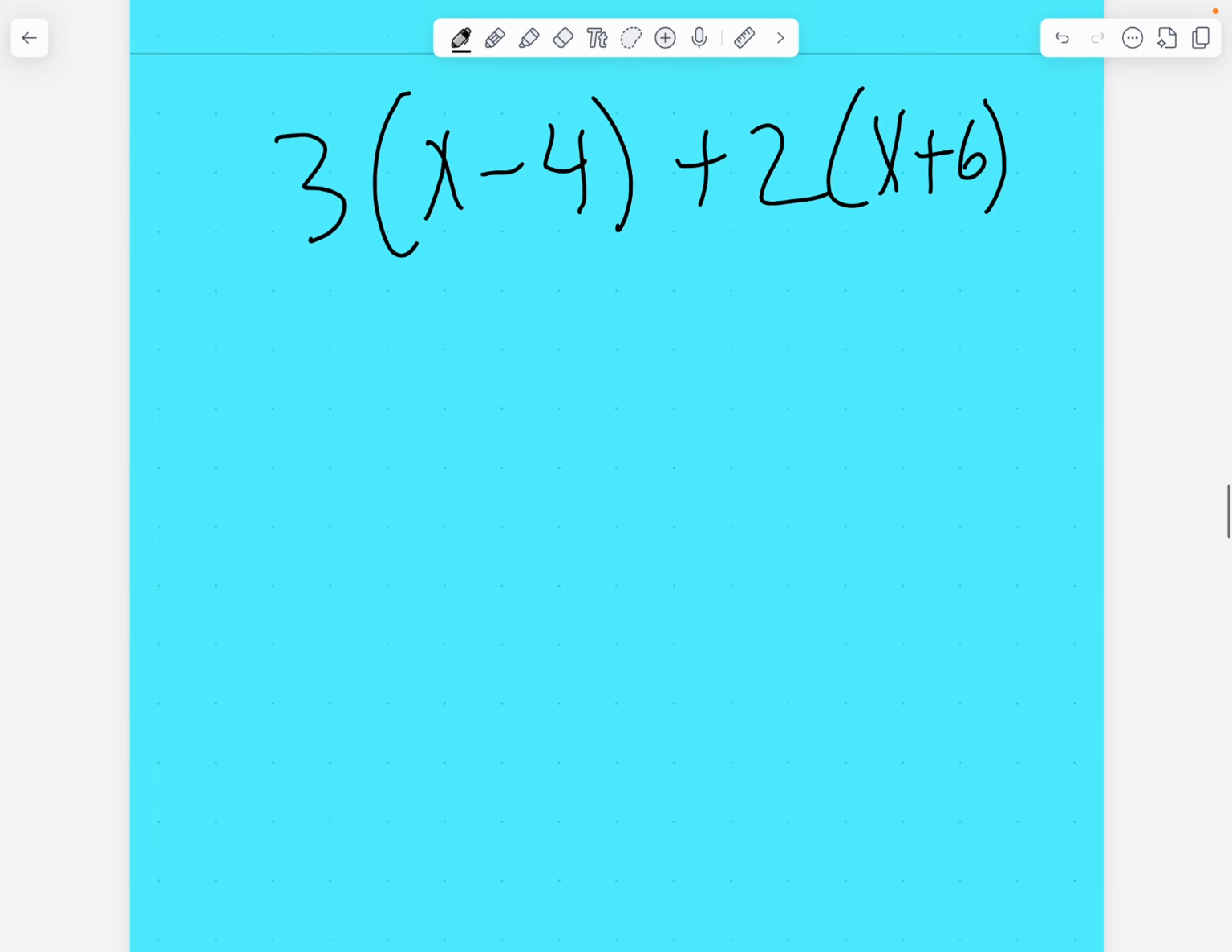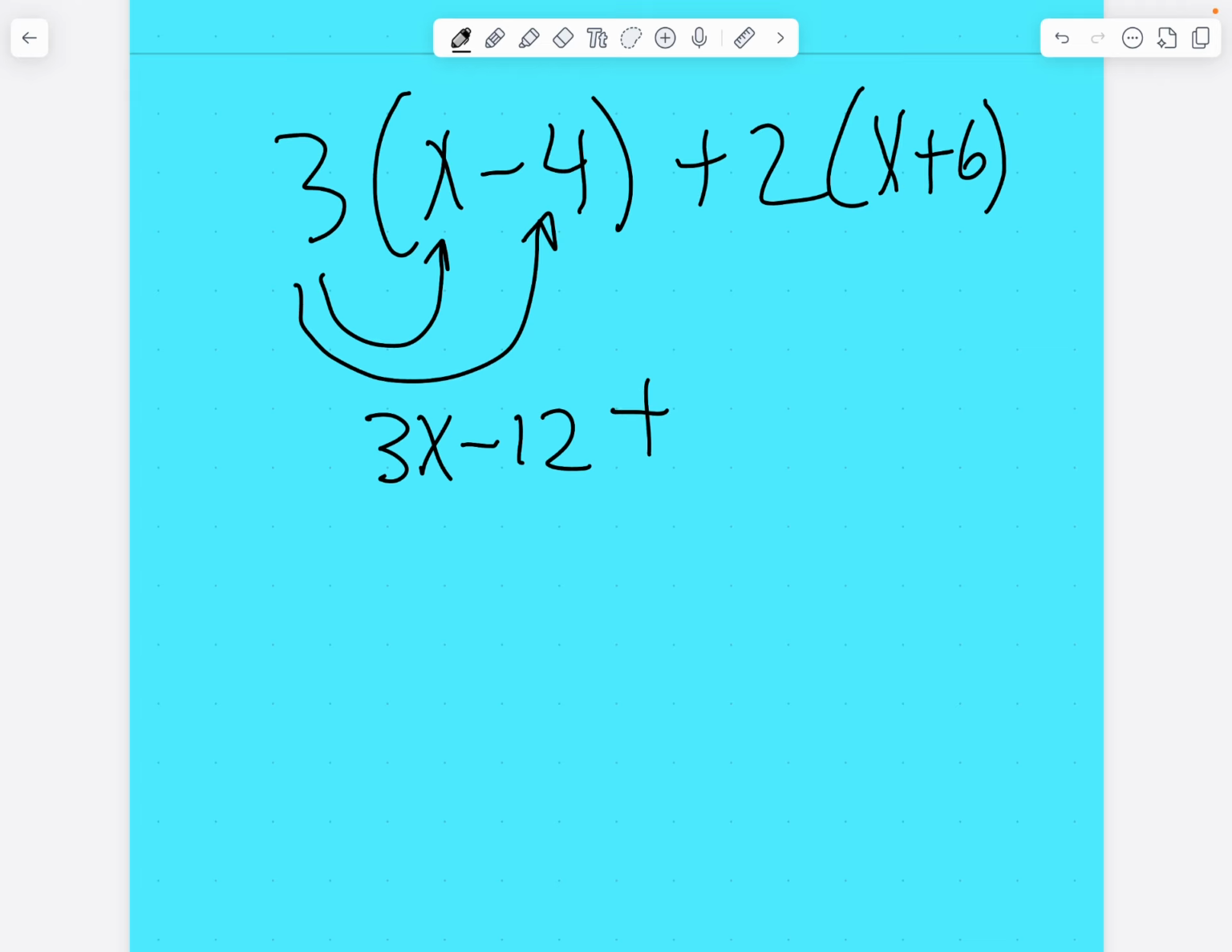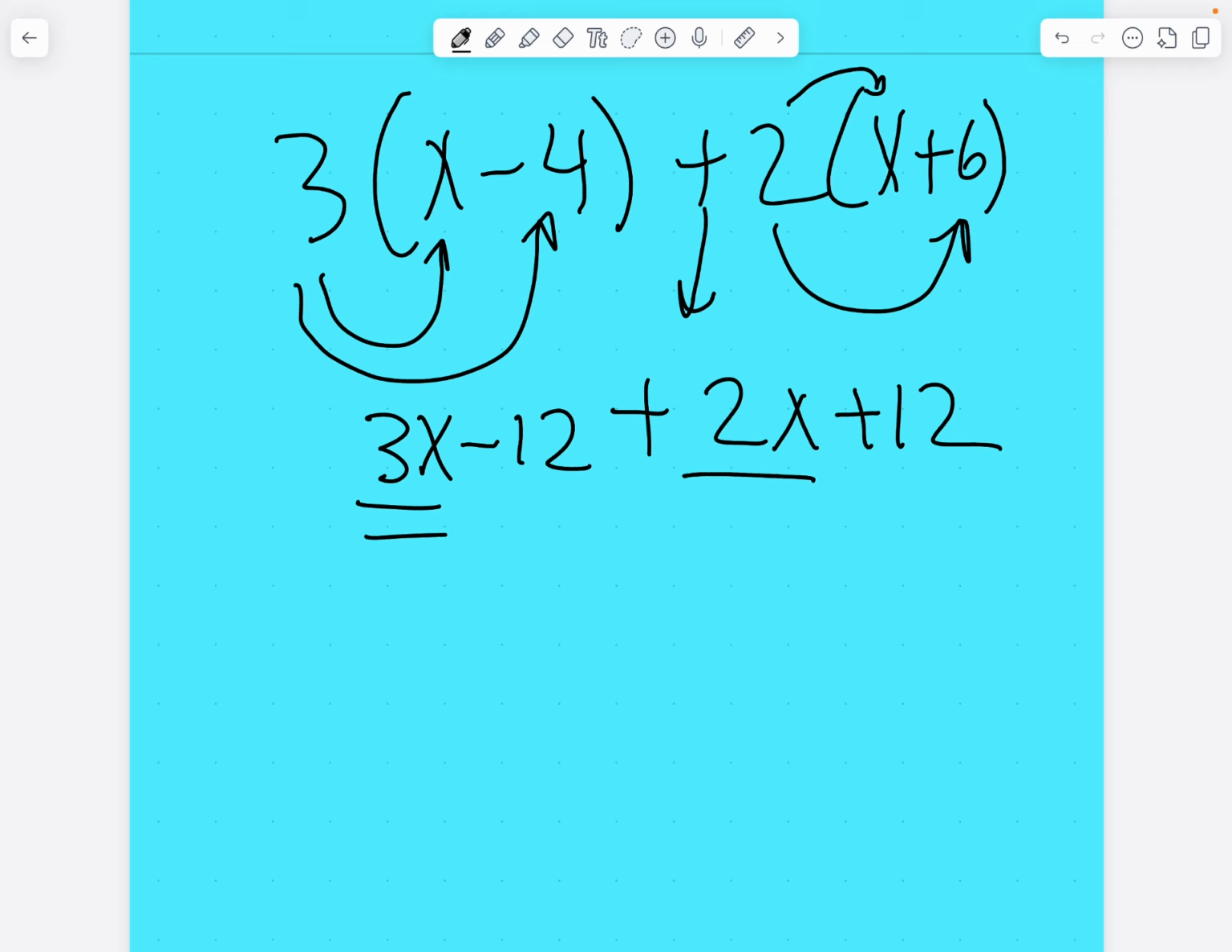Now here we have to do the same thing. What's 3 times x? 3x. That's it. If it's 50 times x, it's 50x, you know? 3 times negative 4. I have a negative 4 times a positive value, so that's going to give me a negative number. And I know 4 times 3 is 12. Plus, I'm going to bring that plus sign down. I have 2x. 2 times positive 6 is positive 12. So I have 3x plus 2x, which is 5x. Negative 12 plus 12 is 0.